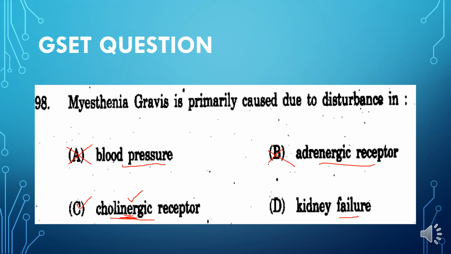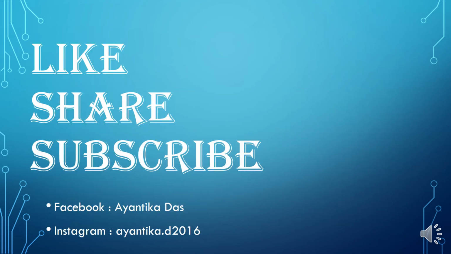The last option is kidney failure. Kidney failure usually occurs due to either a heart attack or any problem with the liver, or any other infection related problem. These problems lead to kidney failure, and this is mostly related with the urinary system and not myasthenia. So that was all about myasthenia gravis.